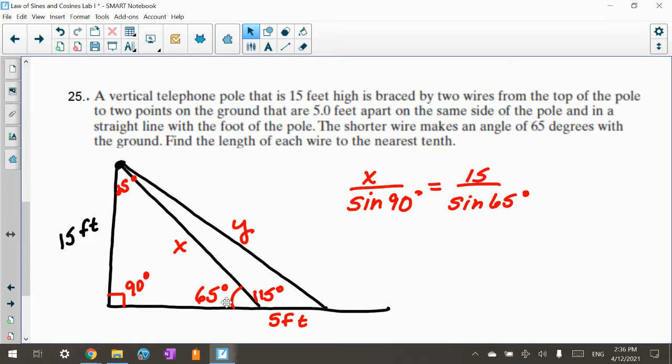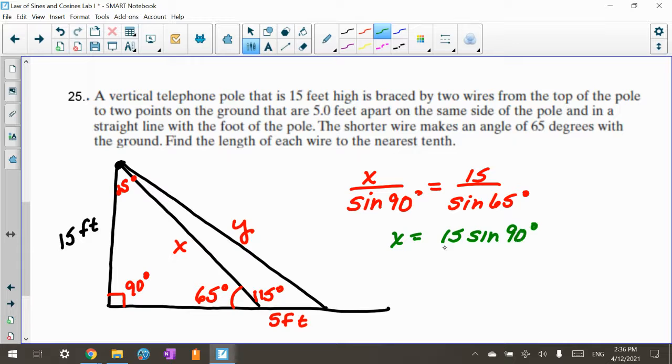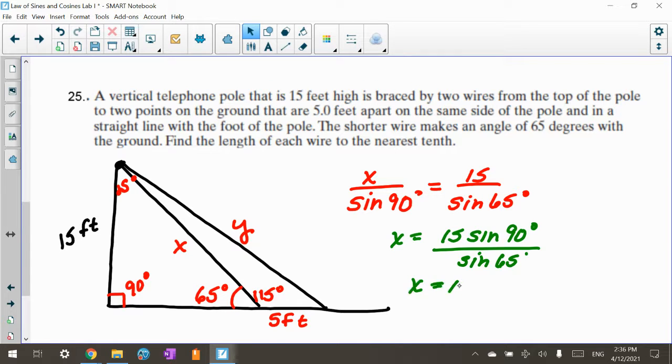You also, in that one, could have done SOHCAHTOA. That works too, because you could have done the sine of 65 is opposite over hypotenuse and done that. But I just did a law of sines, because as I do this, I see the sine of 90 is 1. So if I cross multiply, you have x is going to equal 15 times the sine of 90 degrees, which we know the sine of 90 degrees is 1. So it's really 15 divided by the sine of 65 degrees. And I just skipped a step. And when I did, I get x to come out to be 16.6 feet, because here they wanted us to go to the nearest tenth. So this is 16.6 feet right here. Okay, so I'm good with that.